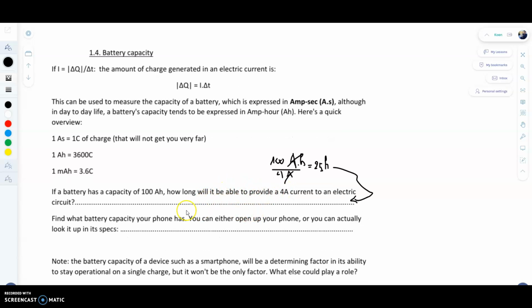Now, this is something you can do for yourself. You can actually find out what battery capacity your phone has in milliamp hours.